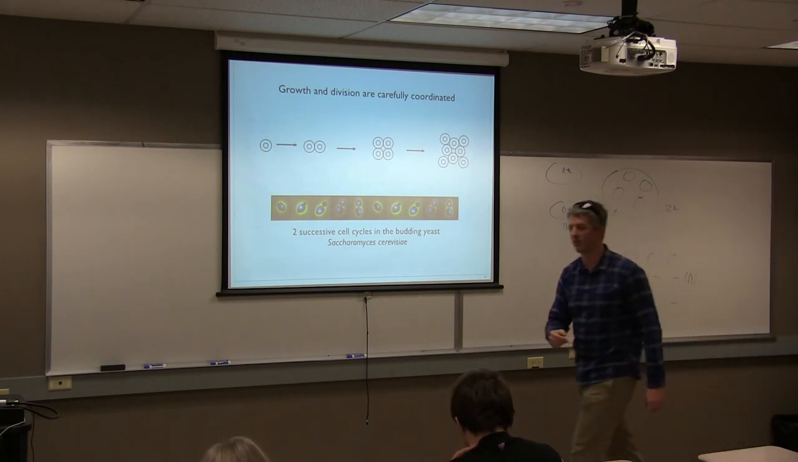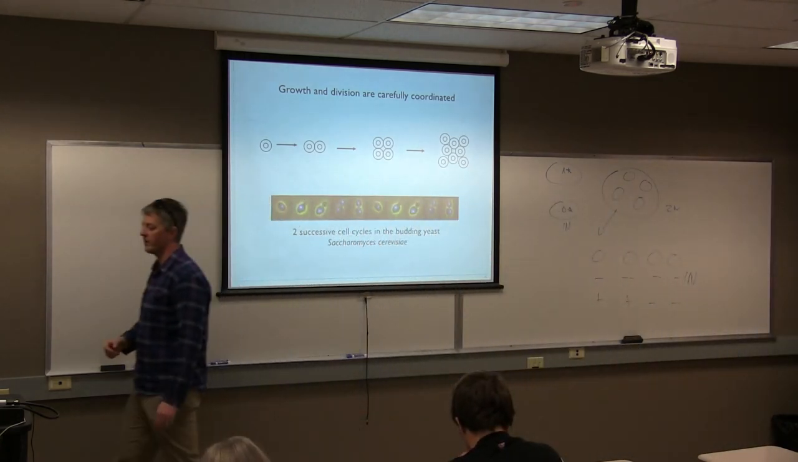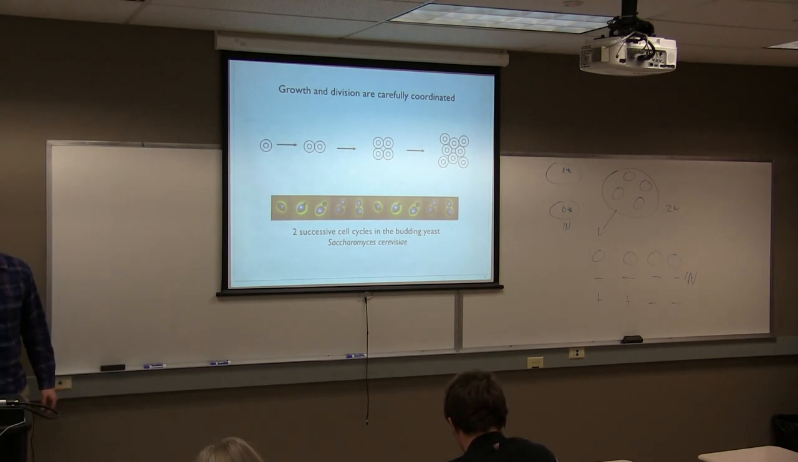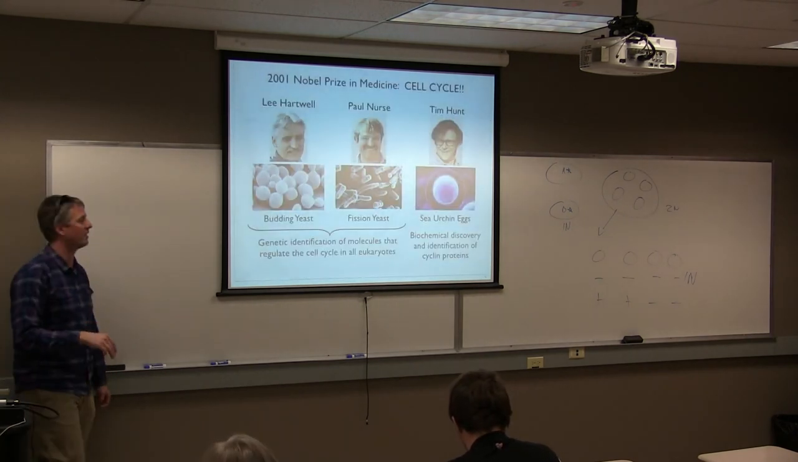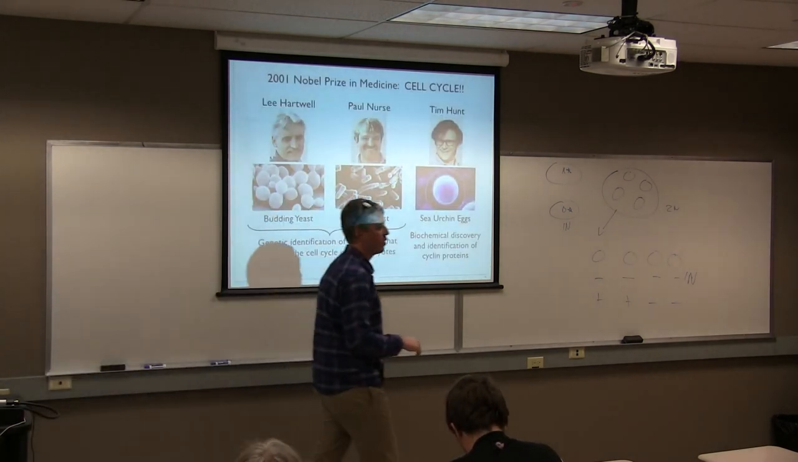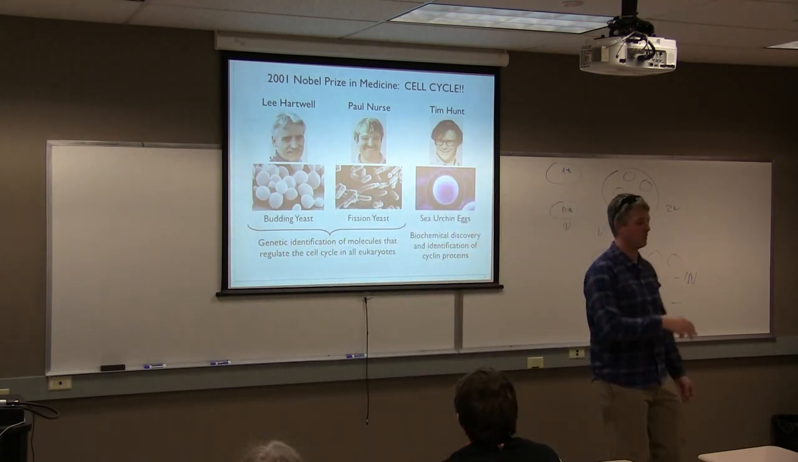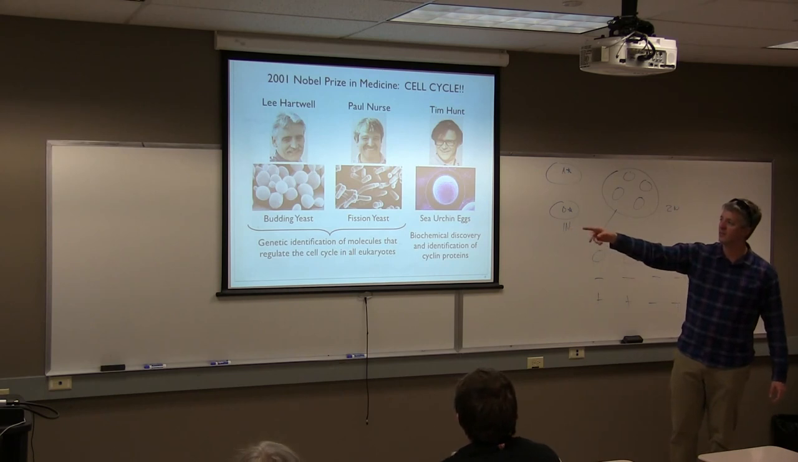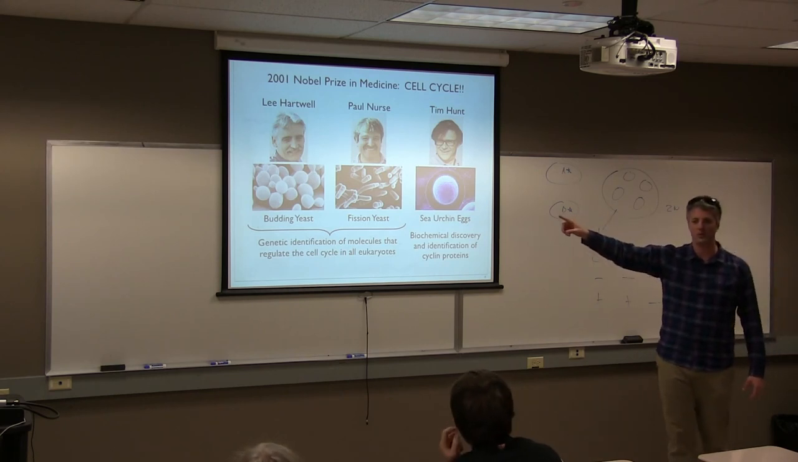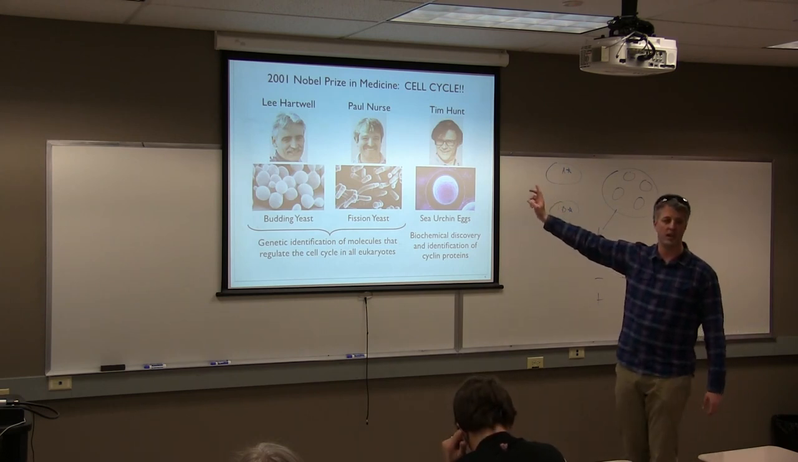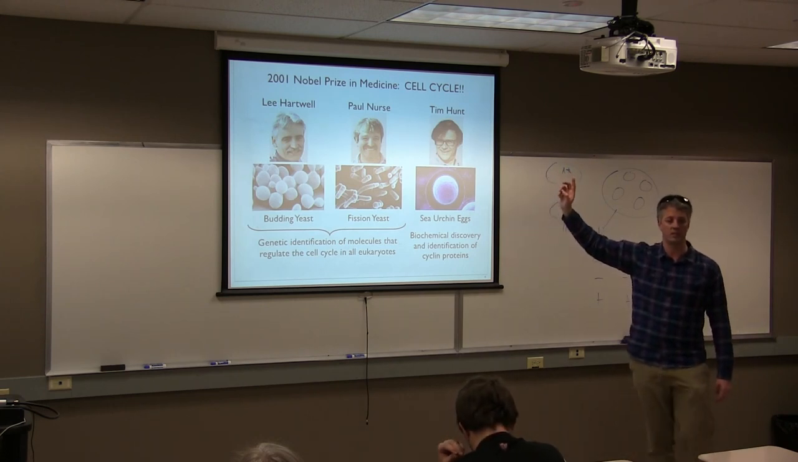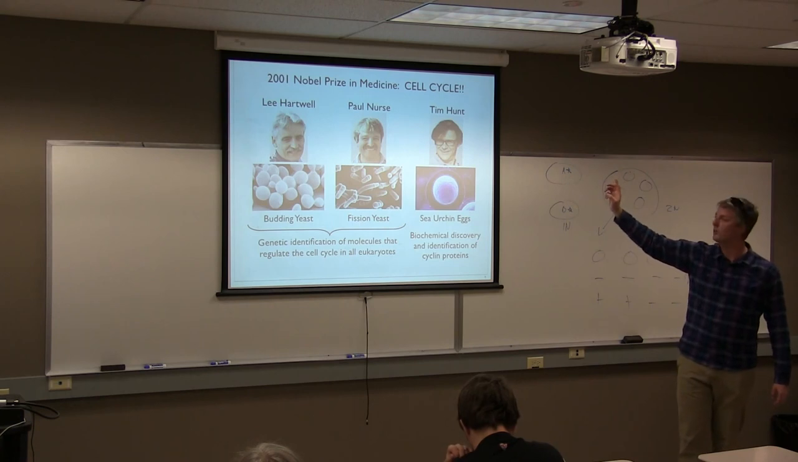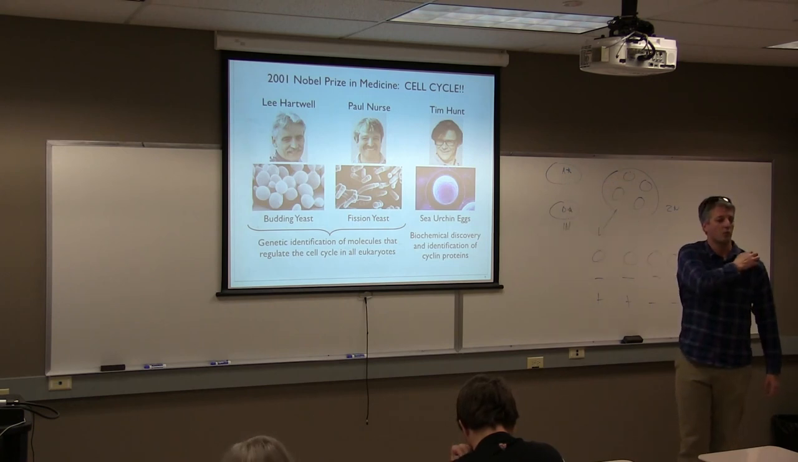All right, so just a quick comment, and then we'll go through the details. This is good, because I wasn't sure how long all this would take. This was the Nobel Prize in 2001. You guys were like 11. Lee Hartwell did all the work in budding yeast, Paul Nurse in fission yeast. These are the two main ones we focus on. Tim Hunt worked in sea urchin eggs on mitosis promoting factor and cyclins, which you have probably heard about, more of a biochemical approach.